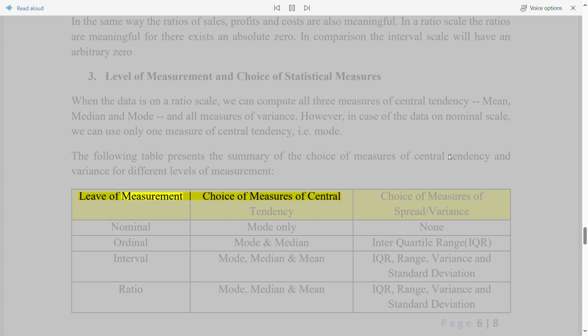Level of measurement, choice of measures of central tendency, choice of measures of spread or variance. Nominal: mode only. Ordinal: mode and median; interquartile range, IQR. Interval: mode, median and mean; IQR, range, variance and standard deviation. Ratio: mode, median and mean; IQR, range, variance and standard deviation.